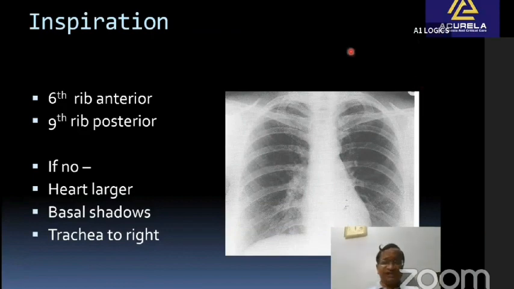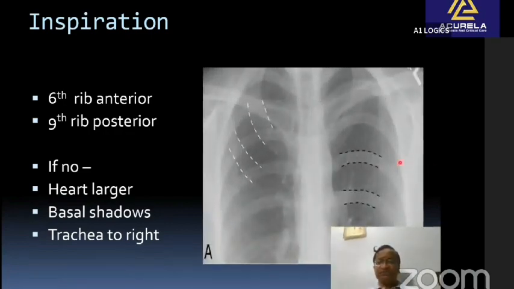Now I will check whether the X-ray is taken in inspiration or expiration. We want the X-ray in inspiration. The sixth rib anteriorly should be seen. This is anterior, this is posterior. Anterior 1, 2, 3, 4, 5, 6. So this is okay, this is taken in inspiration. And the ninth rib posteriorly we noted. If it is not taken in deep inspiration, the heart may look a little bigger and basal shadows may be there. That is why I am showing the anterior ribs. So this is the posterior ribs and this is the anterior ribs.